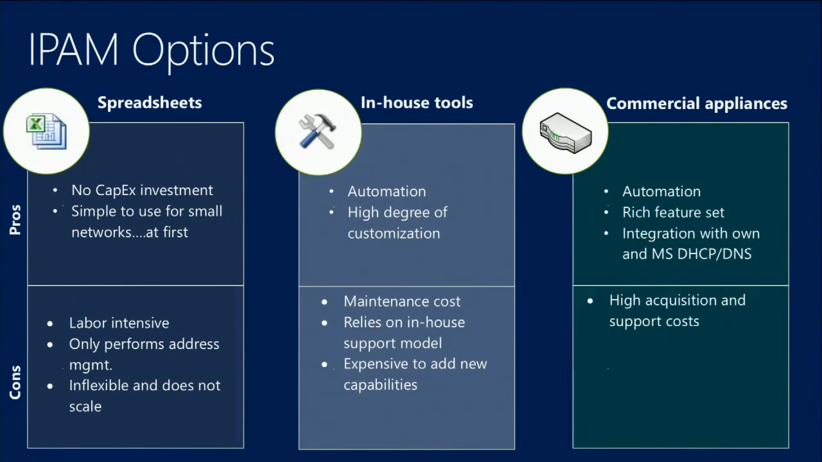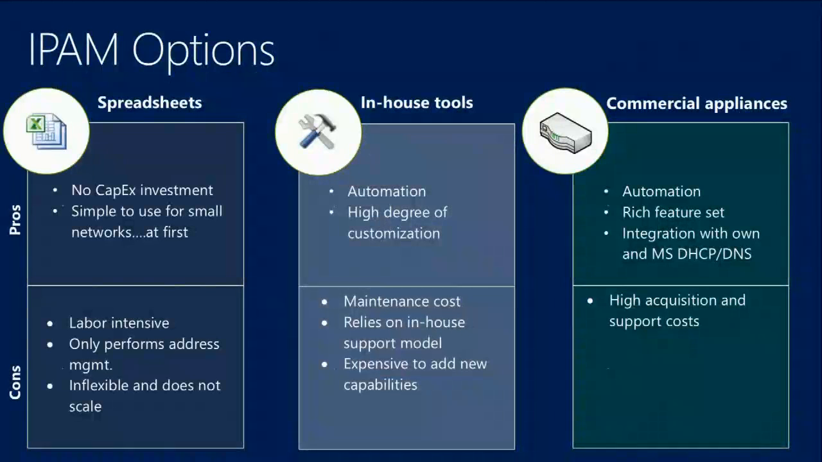Now this is cost efficient because there's no additional capital expenditure or software to be bought for this, and it works fine for small networks at first. But as the organization grows, it becomes increasingly difficult to keep these spreadsheets up to date. One inherent limitation is that a spreadsheet is a static entity. It doesn't do any DHCP or DNS server management, right?